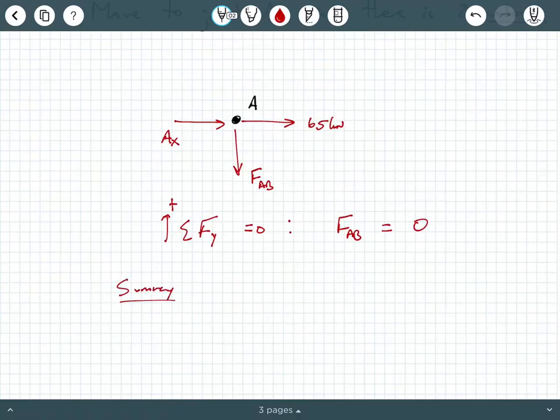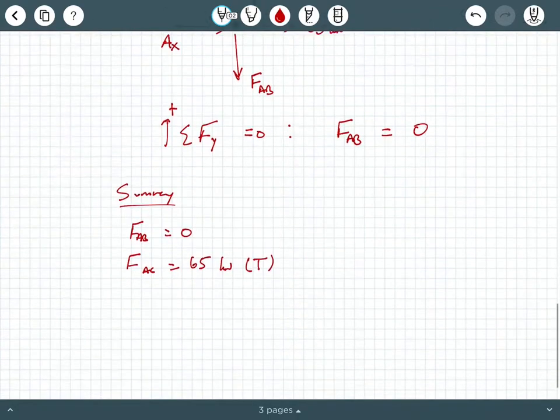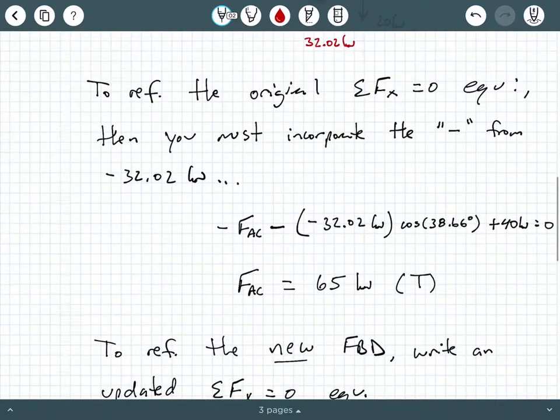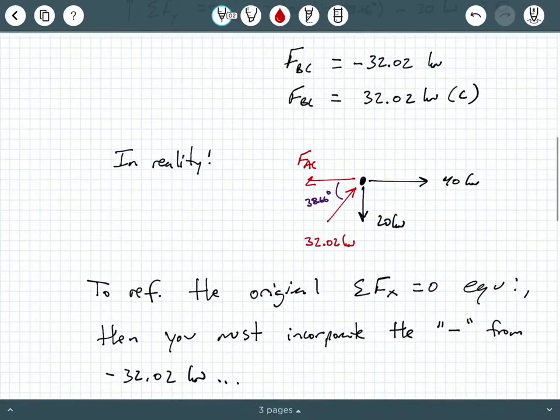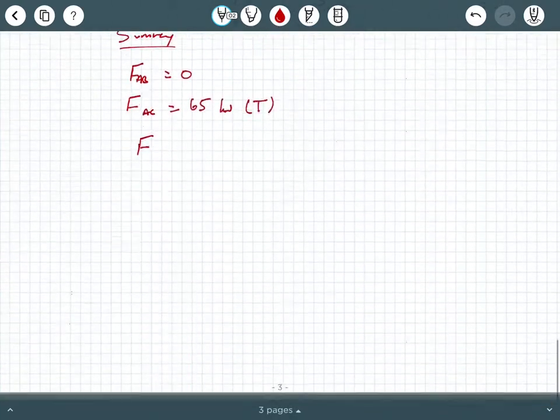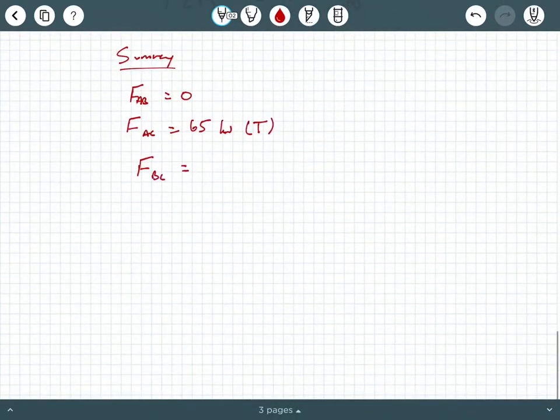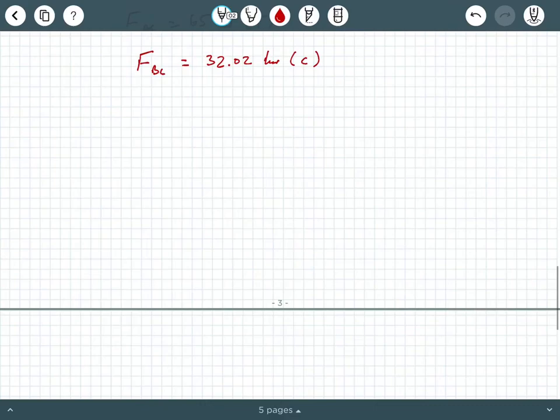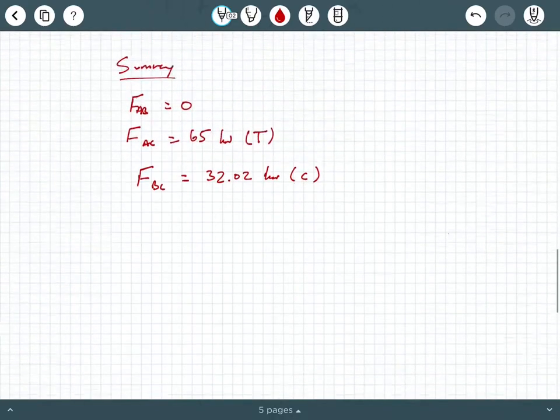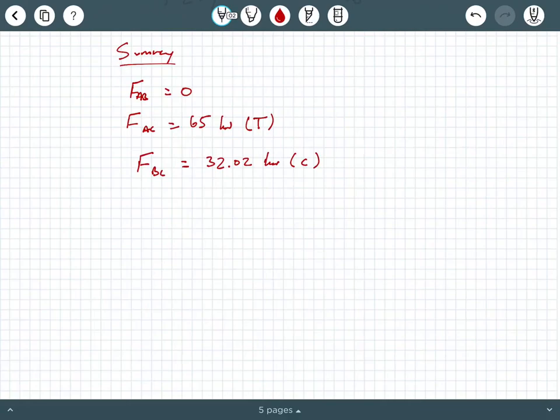So here we would make a summary, and we would say FAB is 0, FAC is 65 kilonewtons in tension, and FBC was 32.02 kilonewtons in compression. And again, just like a previous example, if we wanted to draw a total member free body diagram, we could in a similar way that we did in the previous example.